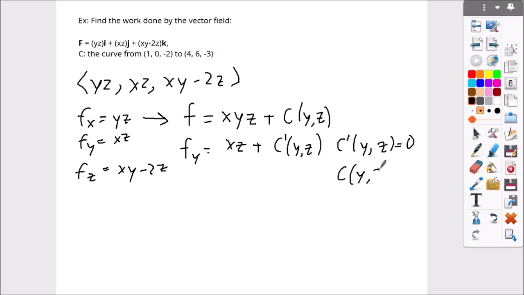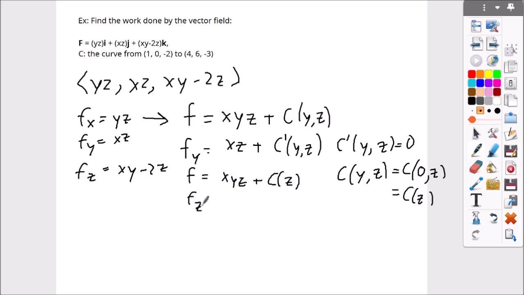So what's c of y z? C of y z is a constant, but remember, it's not just a constant, because if we differentiated it with respect to y, we could still have the z option left. So c of yz happens just to be c of z, and I'll probably write it as c prime, but c of z works as well. So f is equal to xyz plus c of z.